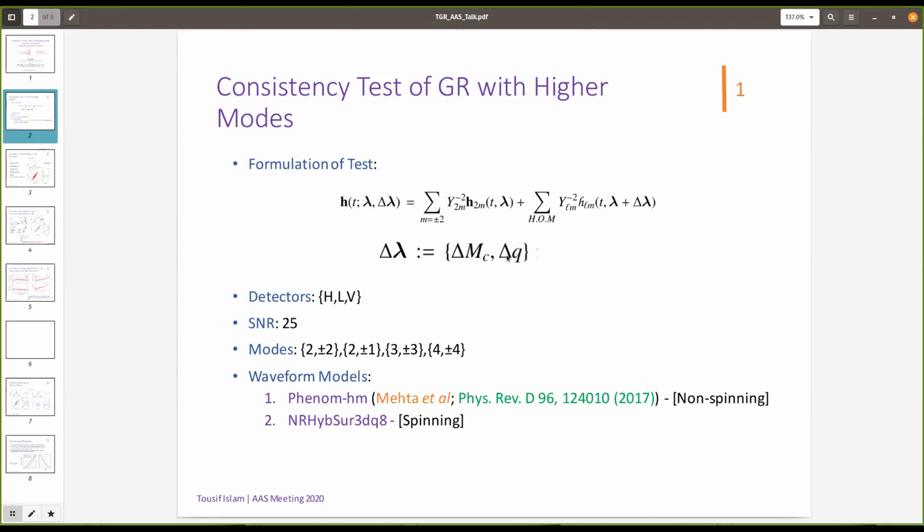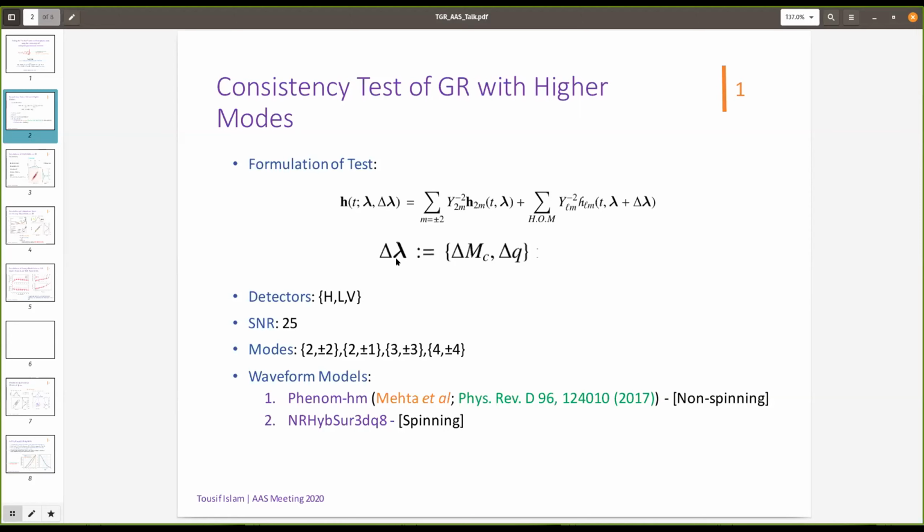But let's say the gravitational radiation is coming from compact objects which are not binary black holes in GR, or even the signal is produced by a different underlying theory of gravity. In those cases, your del lambda values would not be consistent with 0, and they will have some non-zero values. So based on that, you can test whether general relativity is correct, or whether the signal is coming from the binary black hole in general relativity.